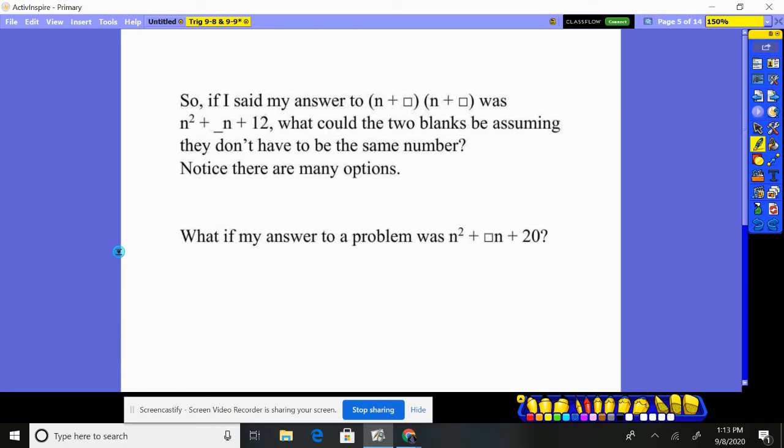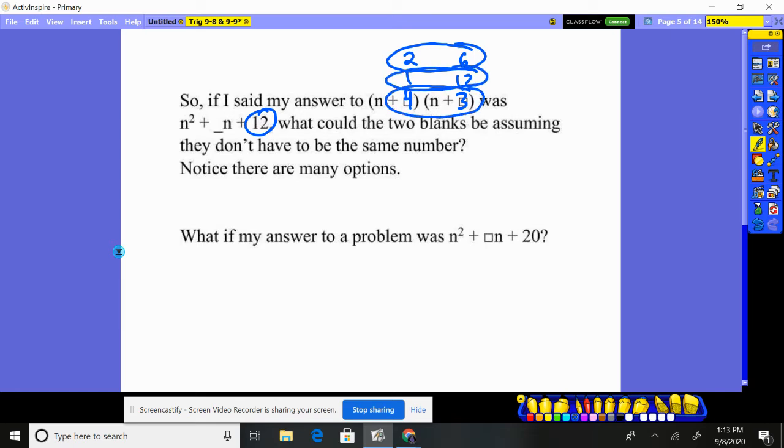So if I said the answer to n plus something times n plus something was n squared plus so many n's plus 12, what could the two blanks be, assuming they don't have to be the same number? Notice there are many options. So what could we have in these two blanks? Well, since it created a 12, what could these be? Well, you could have a 4 and a what? 3. That would have created a 12. You could add a 1 and a 12 because those would have created a 12. Who else? A 2 and a 6. Okay? A 2 and a 6. Because these multiply to give you 12, those multiply to give you 12, and 4 and 3 multiply to give you 12.